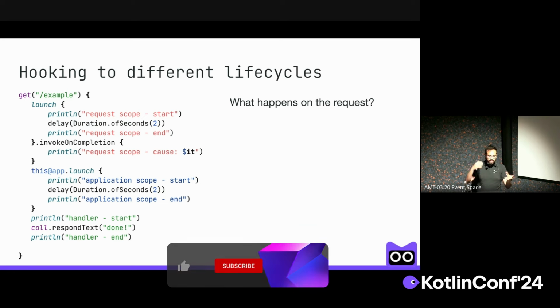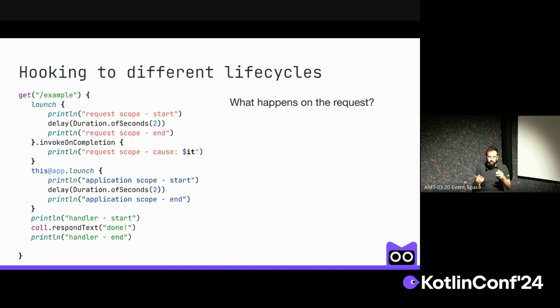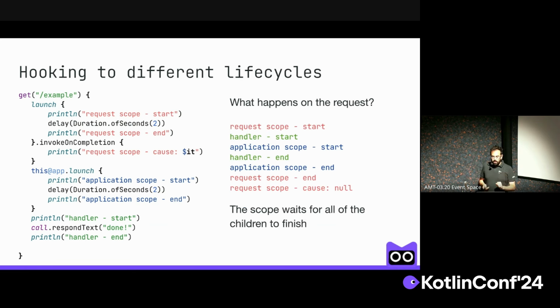So the idea here is that the two operations, two things, are going to be launched concurrently, and they are actually going to be concurrent with the handling of the request. So let's see what happens there. Good. So what we see there is that the request scope starts, the handler starts, the application scope starts. This can actually be almost in any order because we don't know where these different things are actually going to be done, but the three things start. Then we will respond done.